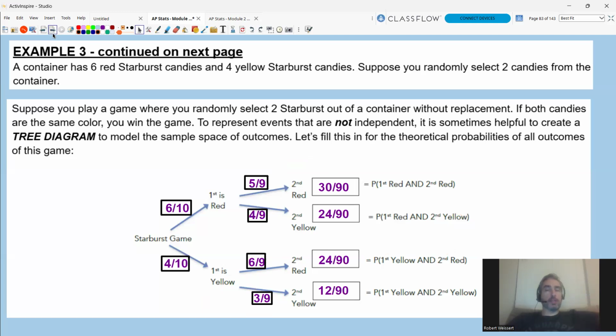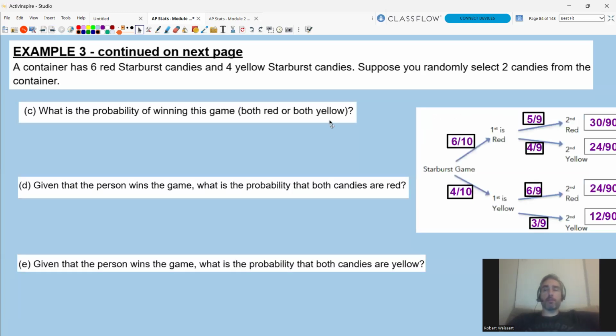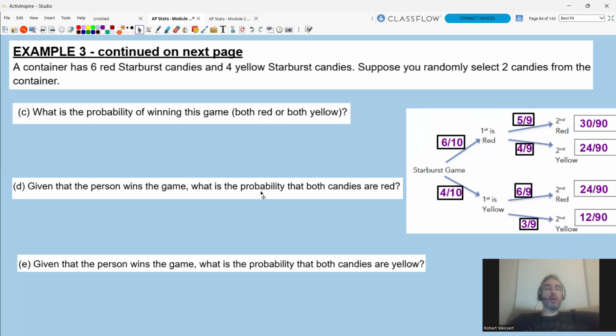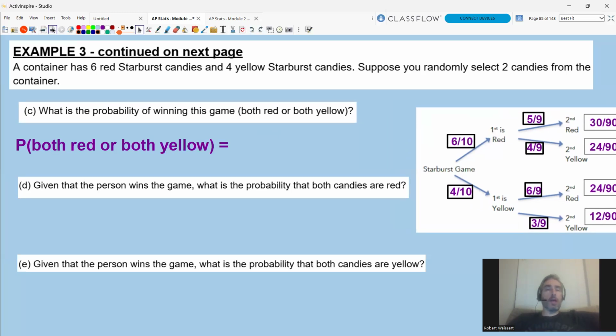Now, this will help us answer a few questions. So let's look at this again. Part C, what's the probability of winning this game? So winning means you get both red or both yellow. Well, you can get both red 30 out of 90 times, or you can get both yellow 12 out of 90 times. And since we're using the word or, we're going to add those together, and you're going to get 42 out of 90, or about 0.4667.